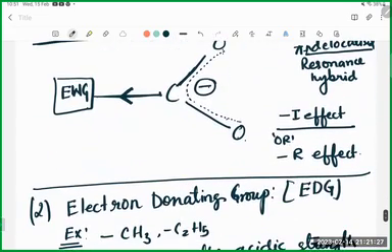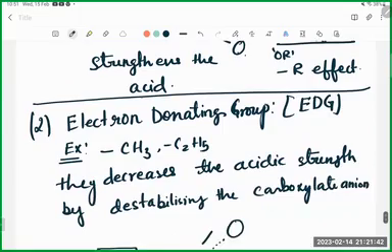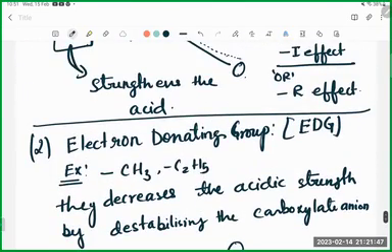Correct. And what do they do over here? Opposite, what we can talk as. Correct. Is this clear? Yes, ma'am. This is the nature. Basically, I have talked with you about the nature of the attached group.